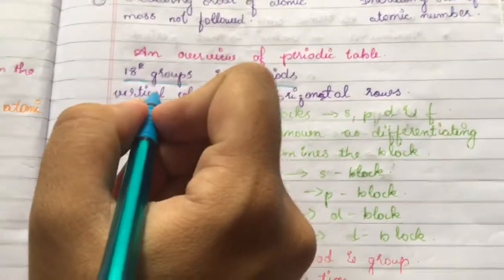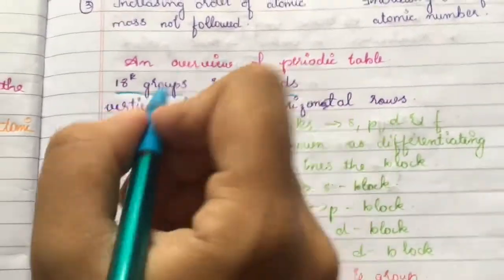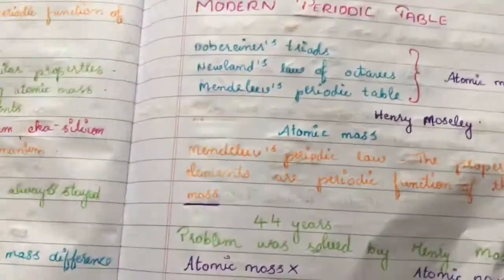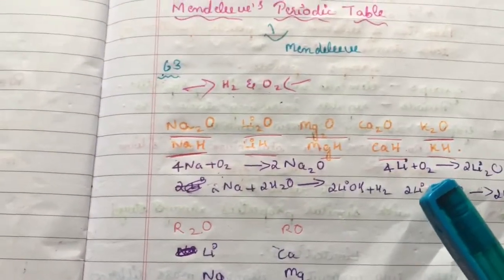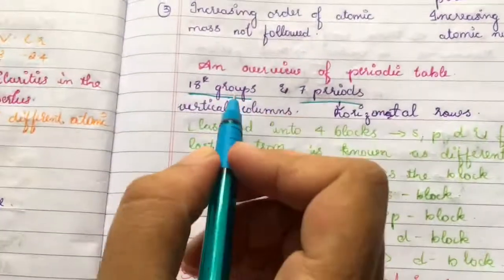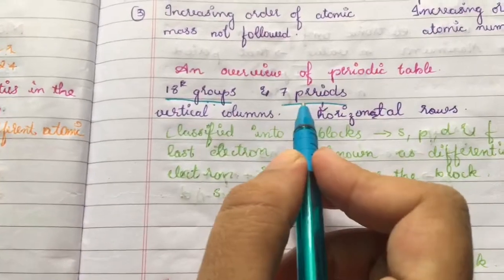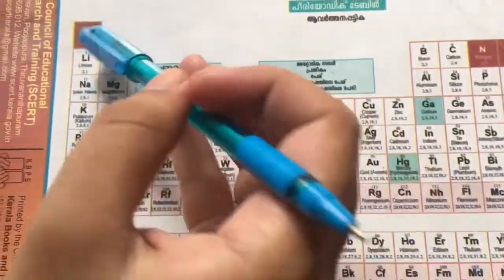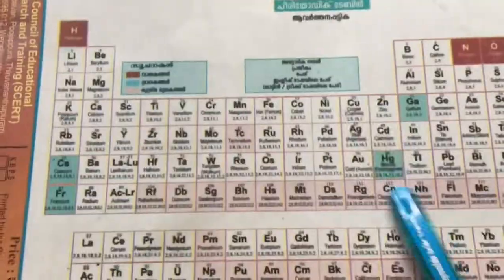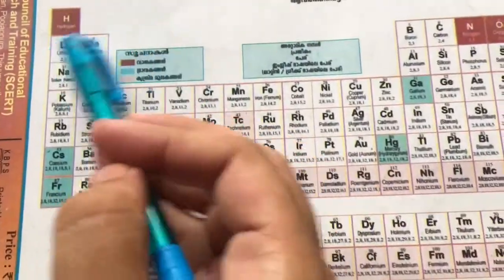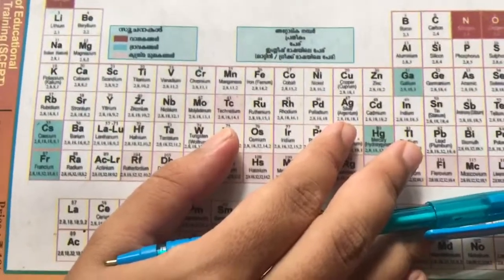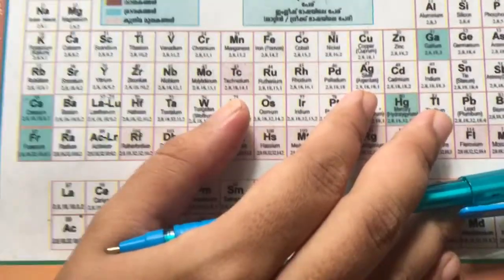You might be familiar with the terms groups and periods, as you have studied them in Mendeleev's periodic table. Our scientist Mendeleev coined the terms groups and periods for the periodic table. In our modern periodic table, there are 18 groups and 7 periods. Groups are the vertical columns, and periods are the horizontal rows. So by now you might be familiar with the terms group and period.